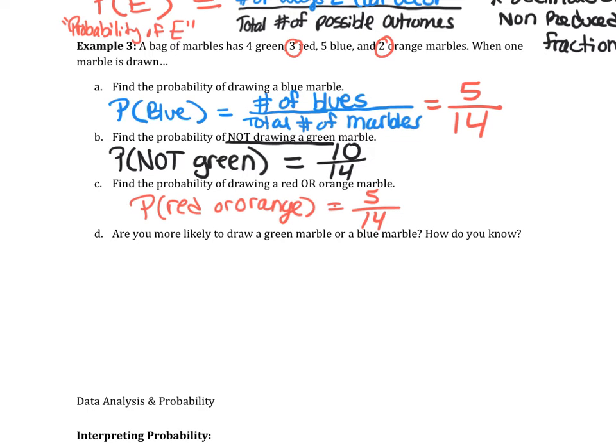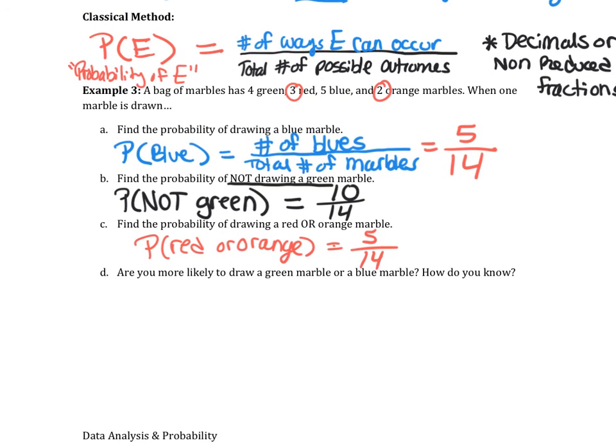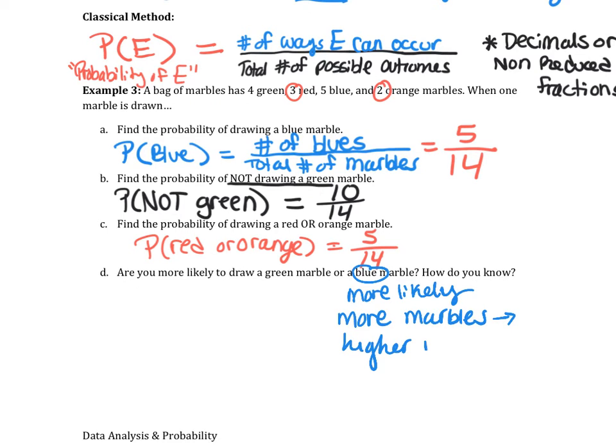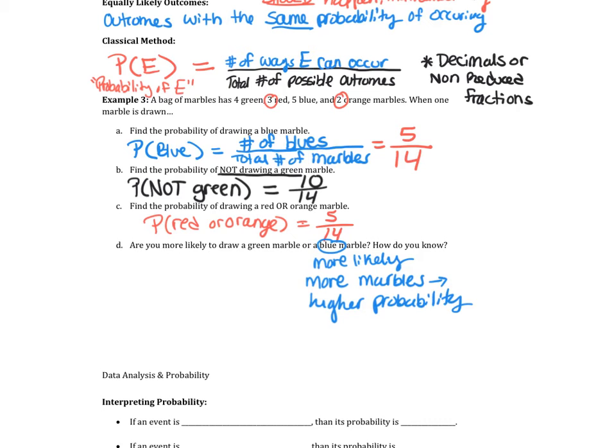Then letter D, which one is more likely, drawing a green marble or drawing a blue marble? Blue. Why? Because it has more marbles. Yeah. More likely because it has more marbles, which means a higher probability. All right. So classical theoretical probability is pretty straightforward. It's just taking the numbers mathematically what should happen.